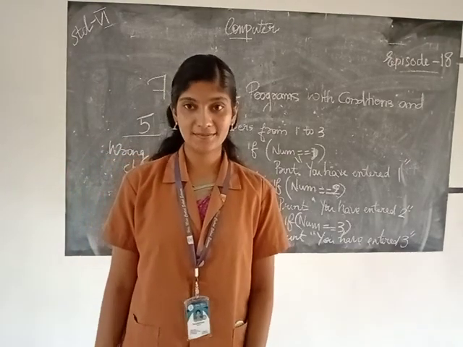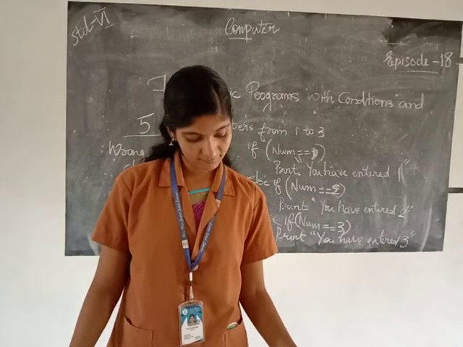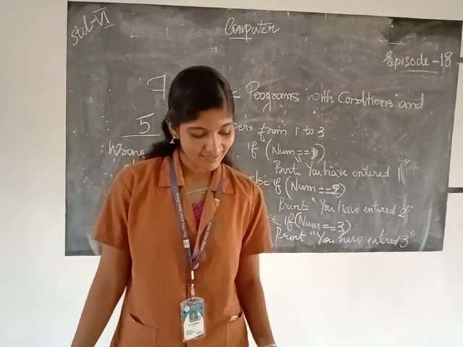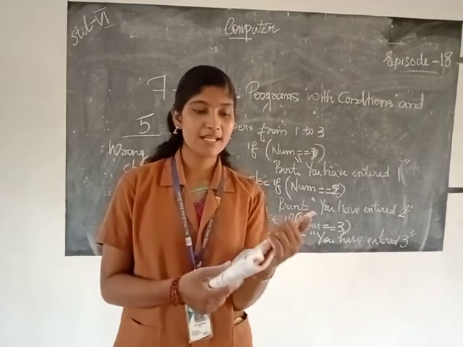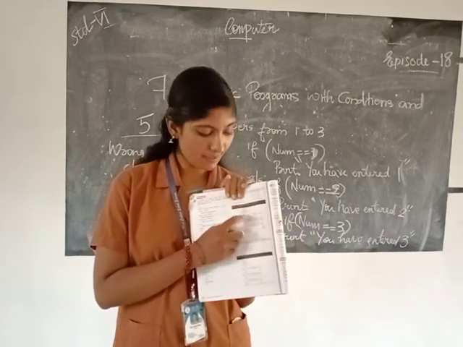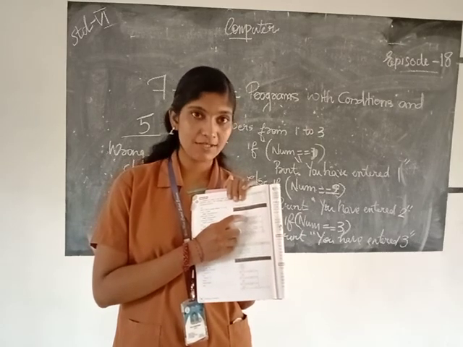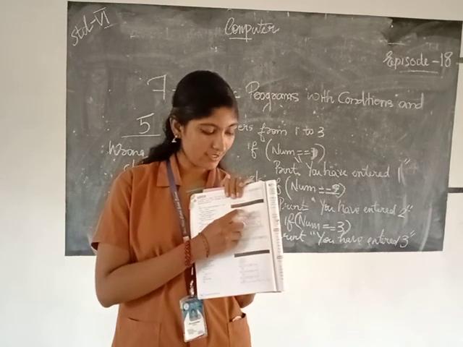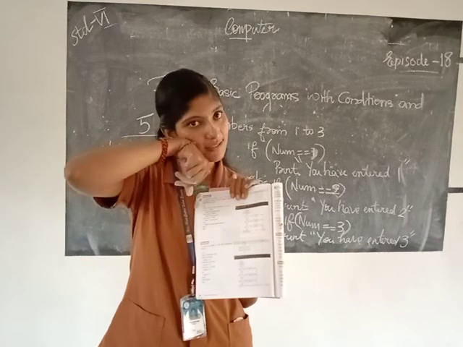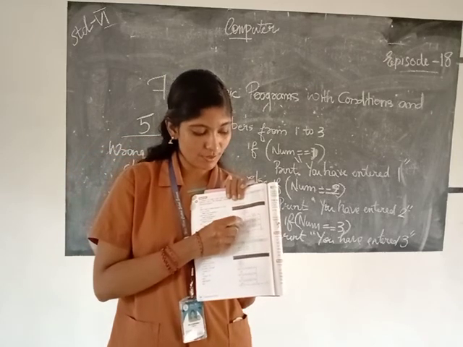Then next is the flowchart. Look here, page number 64. Start, accept num. Then, is num equal to 1? If the condition is true, then print "You pressed number 1". Then, is num equal to 3?